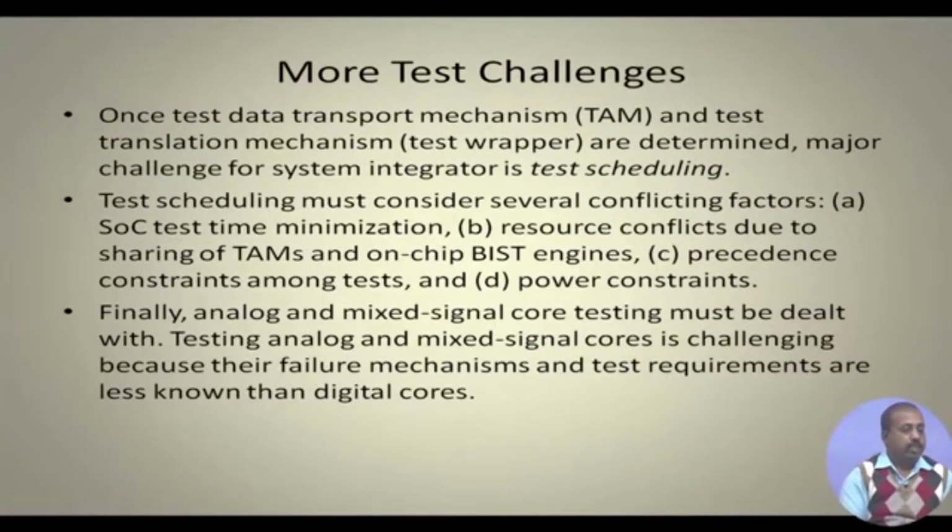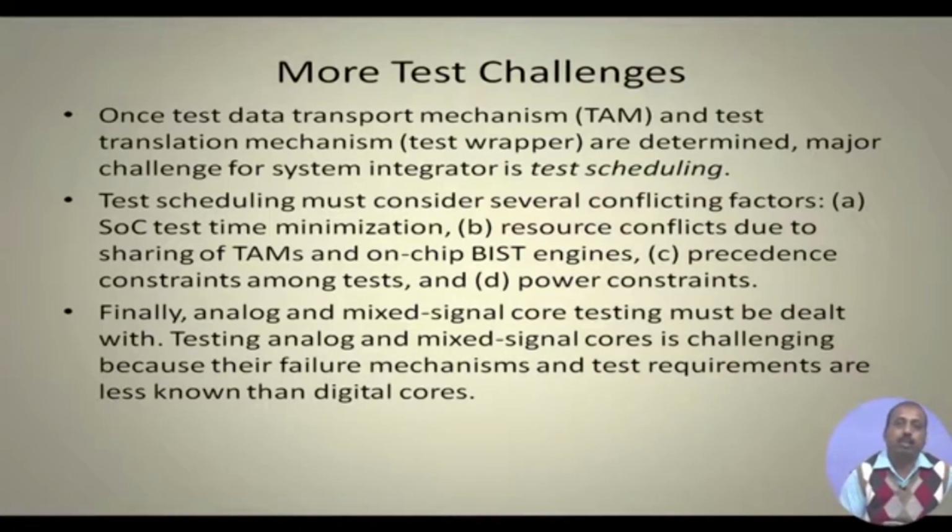Once the test data transport mechanism and test translation mechanism are determined, the major challenge for the system integrator is test scheduling. We have decided what our TAM architecture should be, and what the translation mechanism should be. Maybe my core has, say, 5 scan chains, and the number of pins dedicated for testing this particular core is, say, 3. That means these 5 scan chains need to be converted into some form so that ultimately these 3 inputs are feeding the 5 scan chains. This type of modification is needed in the wrapper design phase.